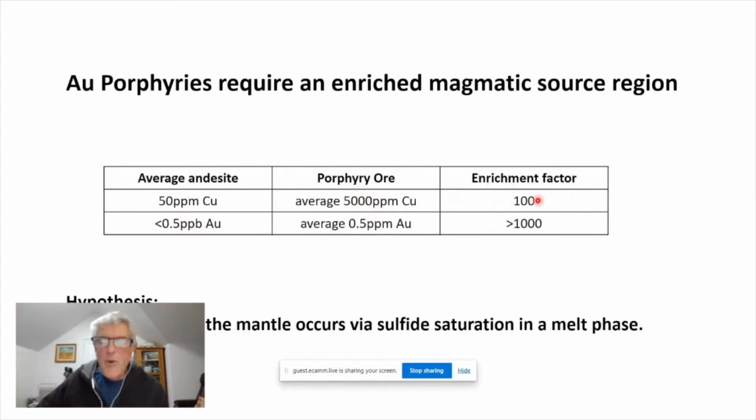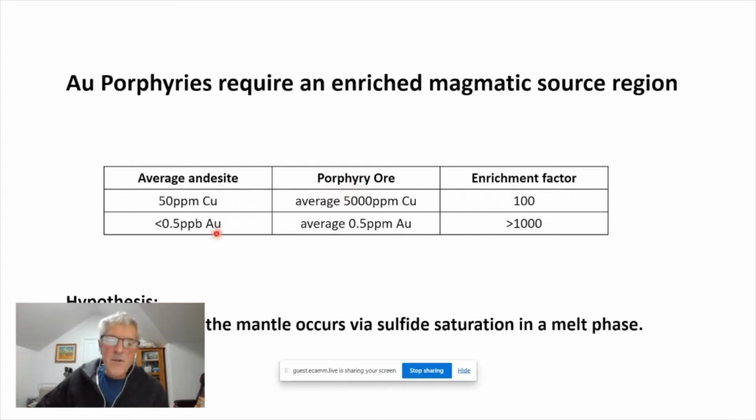So the porphyry experts, people like Bob Laux, would say that you can take any old basaltic source, generate an andesitic magma under the right conditions of pressure, temperature, water content. So long as you fractionate it sufficiently, any old basaltic source region can generate a porphyry copper ore body. But the same is not true for gold.